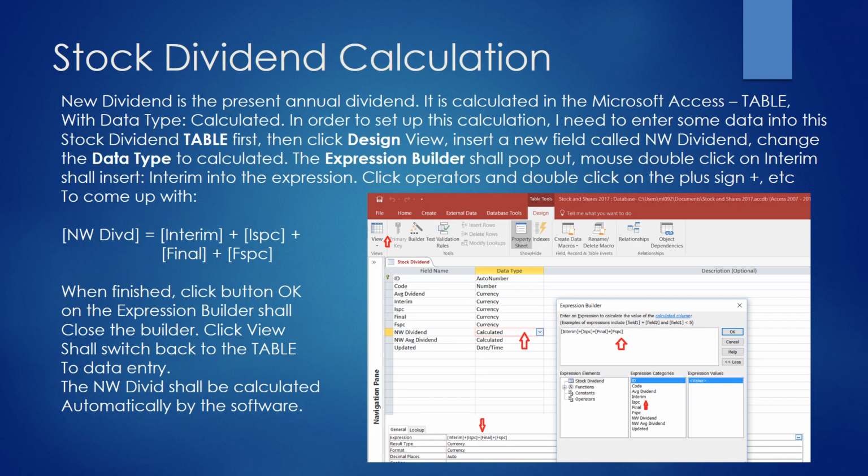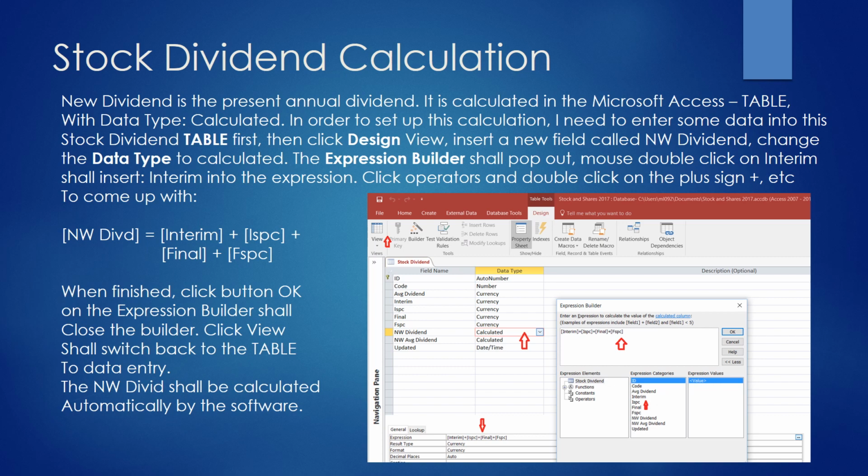Stock dividend calculation. New dividend is the present annual dividend. It is calculated in the Microsoft Access table with data type Calculated. In order to set up this calculation, I need to enter some data into the stock dividend table first. And then click Design View. Insert a new field called NW Dividend. Change the data type to Calculated.